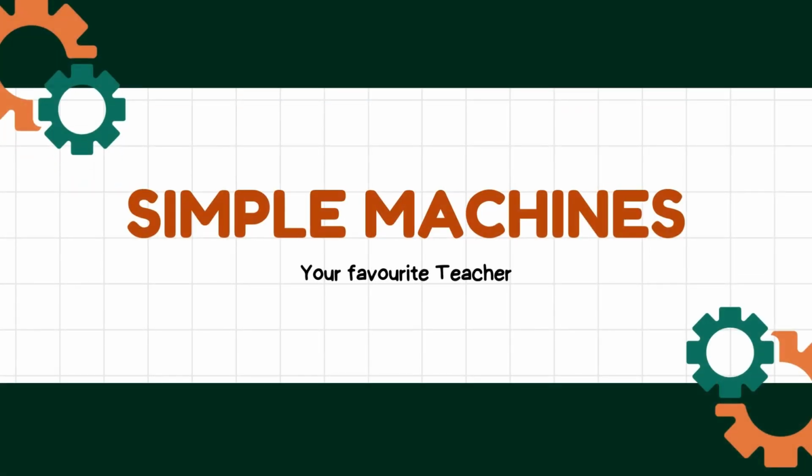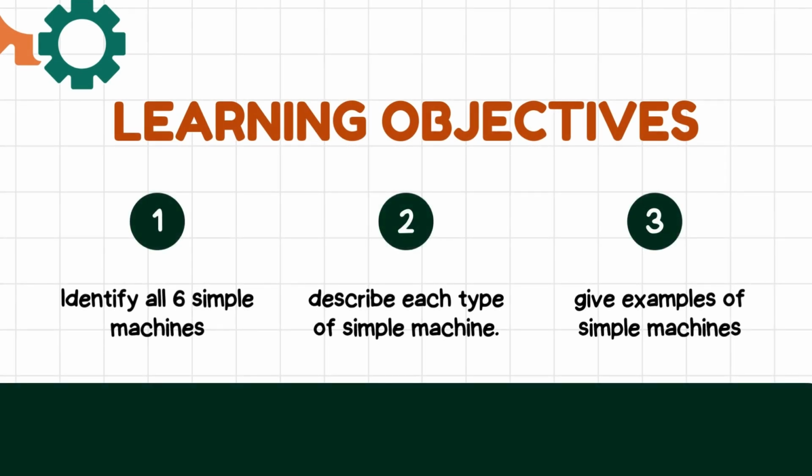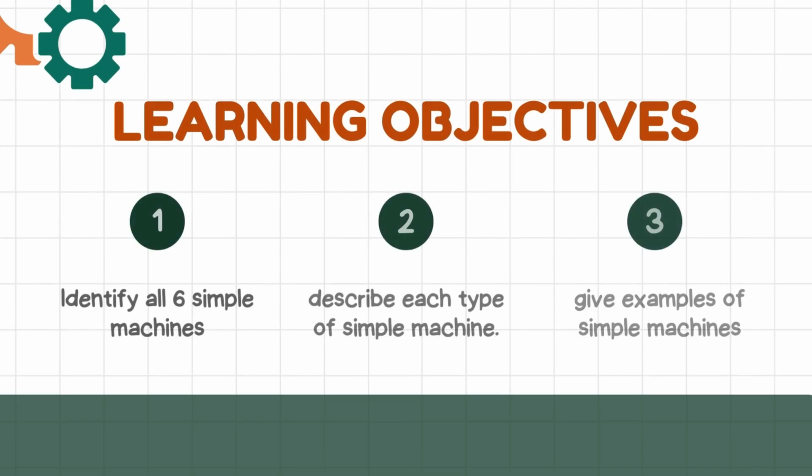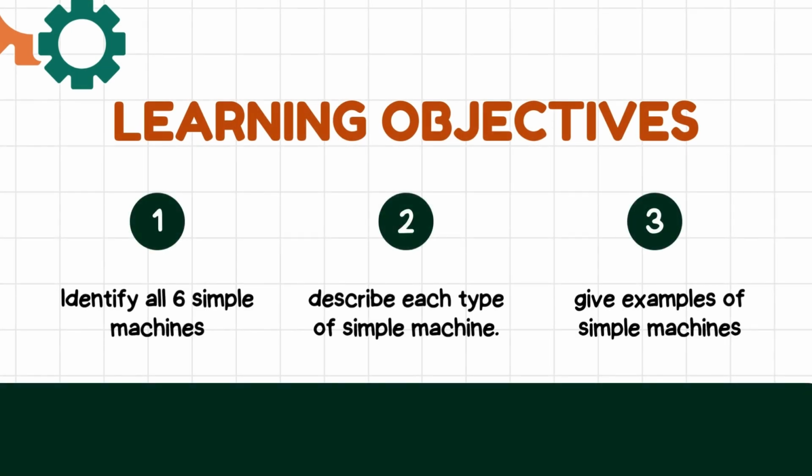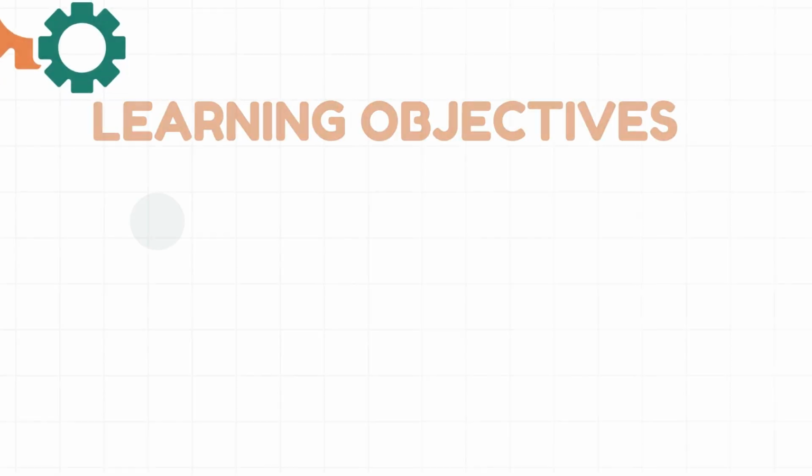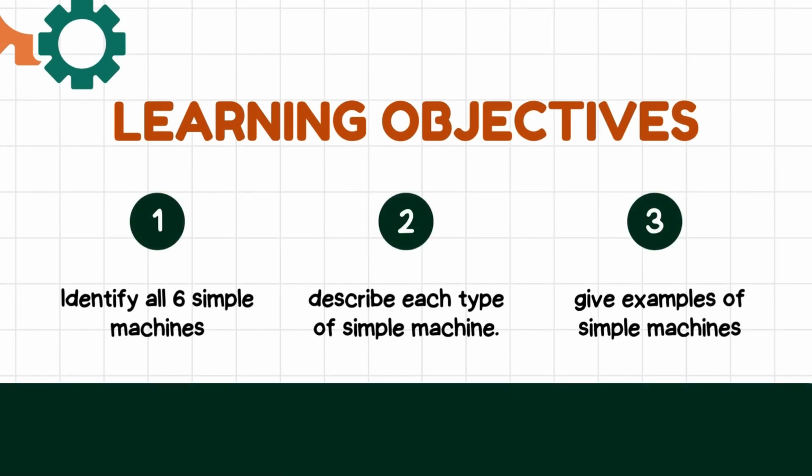Simple machines. Learning objectives. 1. Identify all 6 simple machines. 2. Describe each type of simple machine. 3. Give examples of simple machines.